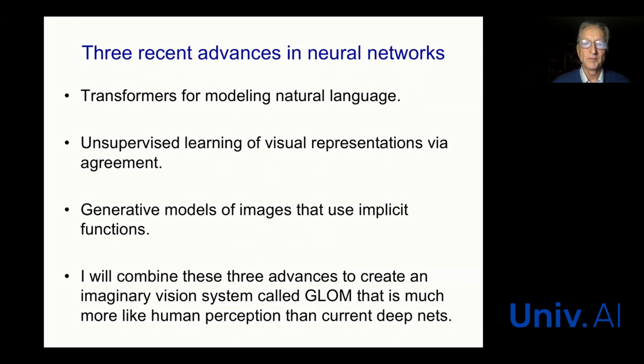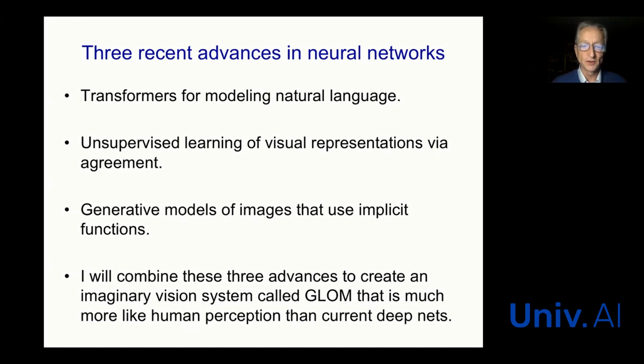So, what I'm going to do is use 3 recent advances in neural networks and combine them into a design for a system. Now, the system I'm going to talk about hasn't yet been implemented. We've implemented little bits of it, but the whole system hasn't been implemented. So it's just vaporware at present. But these 3 ideas seem to me to fit together very naturally. And I'll explain the 3 ideas.